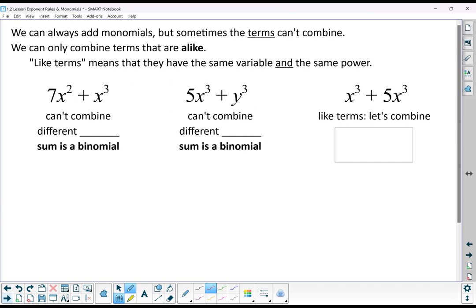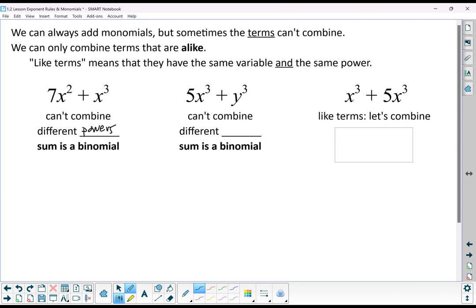So if I want to add together the monomial 7x squared and the monomial x to the third, I can't combine them together because they have different powers or a different degree. And so the sum is a binomial. That's my answer. If I add them together, the answer is 7x squared plus x to the third.